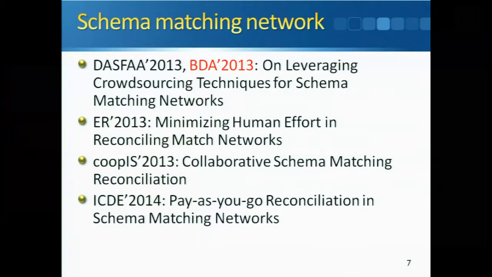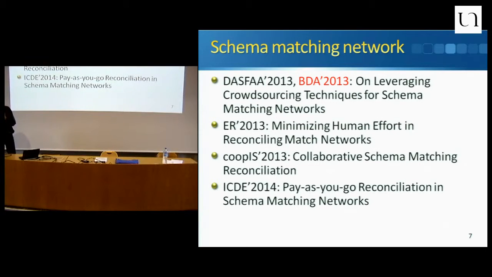We have analyzed these schema matching networks in the phase of post-matching. So you establish this network, we assume we have this network, and we establish the pairwise connections, and we are facing the situation that there are a lot of problems.